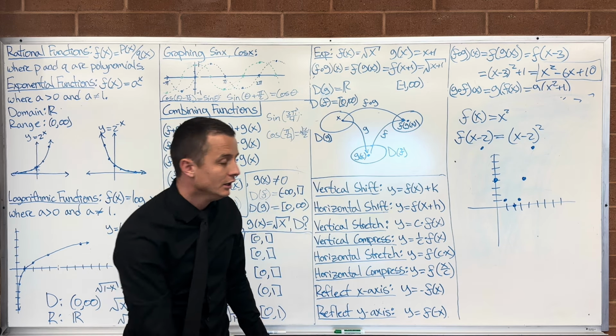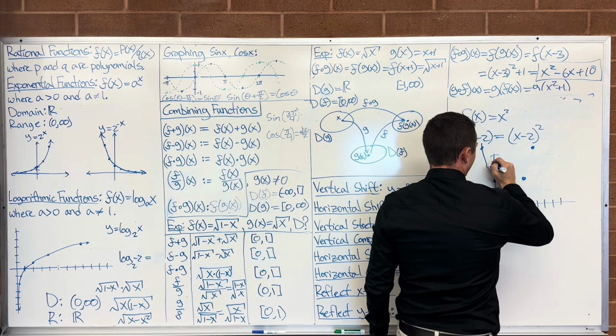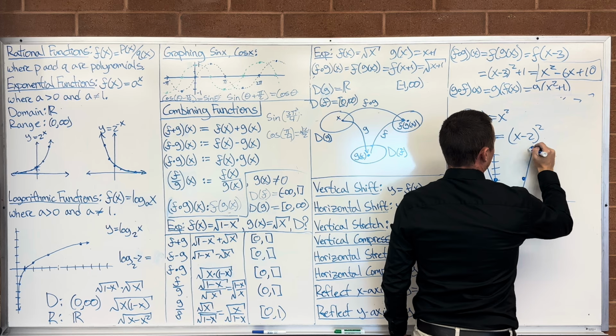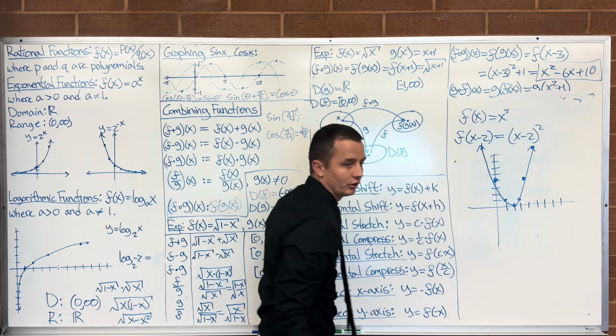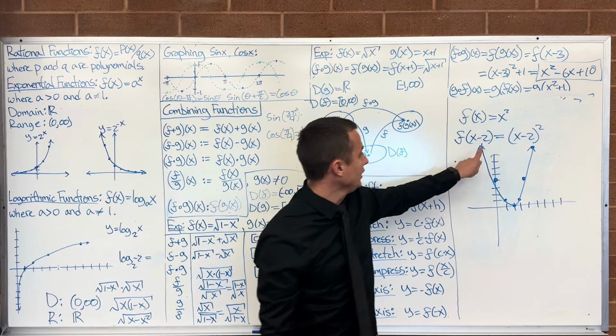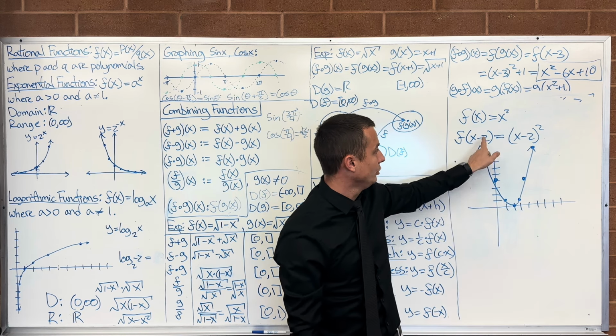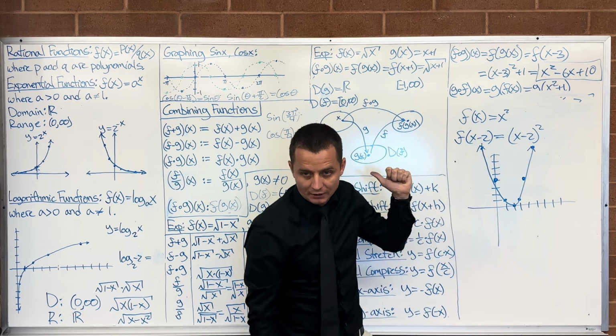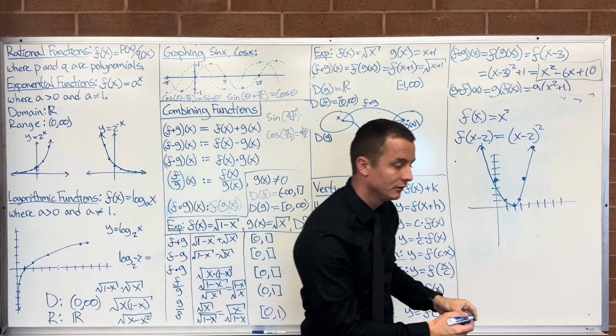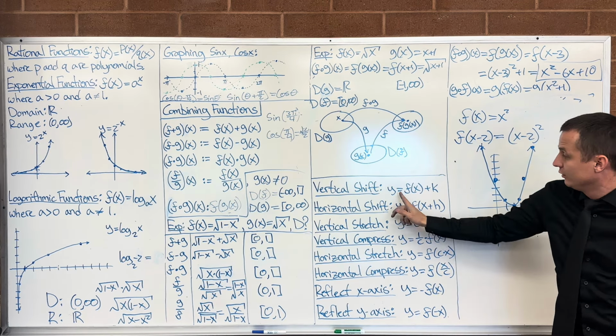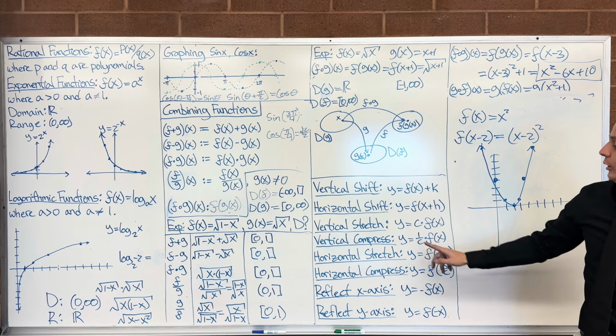So you get this parabola, but now what's happened with the parabola? It was shifted 2 units to the right. So putting a minus 2 there shifts it 2 units to the right. Putting a plus 2 there would have shifted it 2 units to the left. Make sense? Okay, so that's vertical shift, horizontal shift. Okay, vertical stretch.